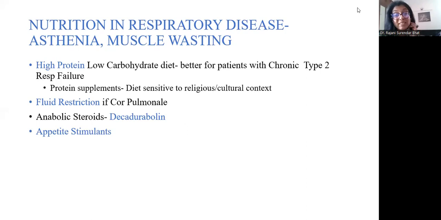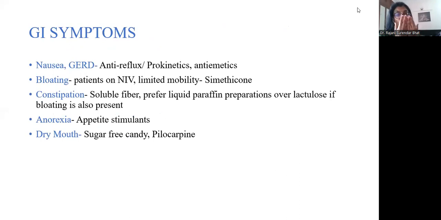Make sure we address all GI symptoms. A lot of patients who are on oxygen, BiPAP, will have bloating, will have constipation. So we try to make sure that their bowel movement is regulated. For dry mouth, because again, they tend to breathe through their mouth if they're breathless, you know, sugar-free, something sour like lemon drops, or some people keep elaichi, cardamom pods in their mouth, something to just keep the saliva flowing. And if it's very severe, then we give pilocarpine.